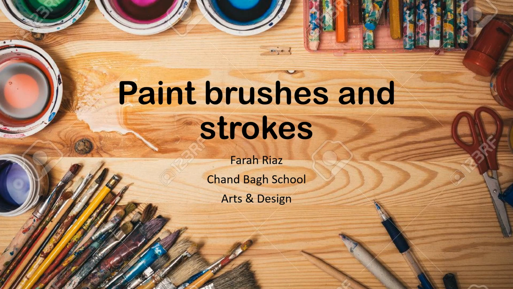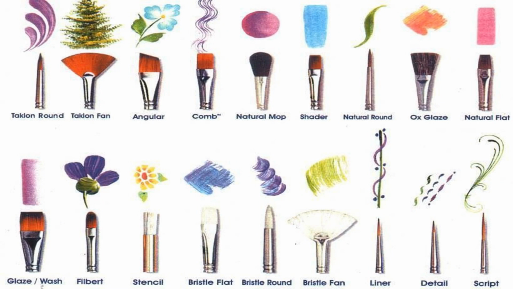So let's start. As you can see on screen, we have different kinds of paintbrushes. The round, which produces a stroke normally used in designing. The fan. The cut of this brush makes it easier to use on one stroke. It is mostly used to create trees, like you can see. Angular. This paintbrush is used in one stroke painting. Comb. Natural mop. Shader. As you can see, each and every brush has its stroke example with it.